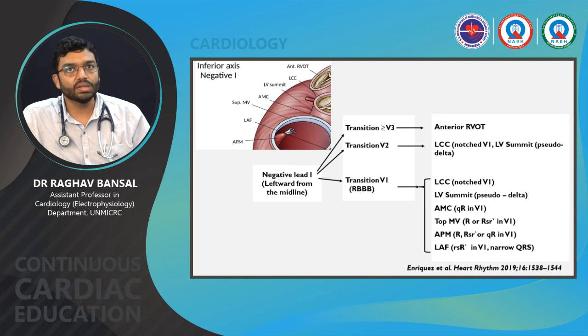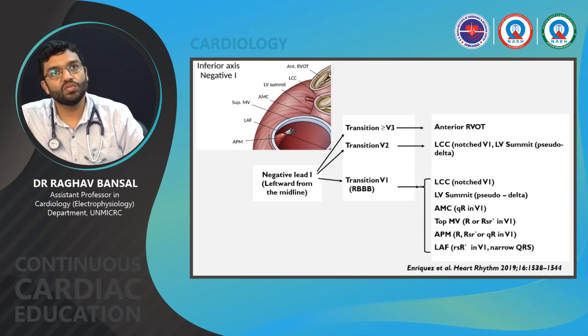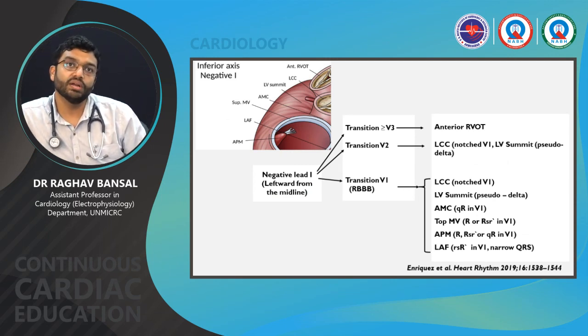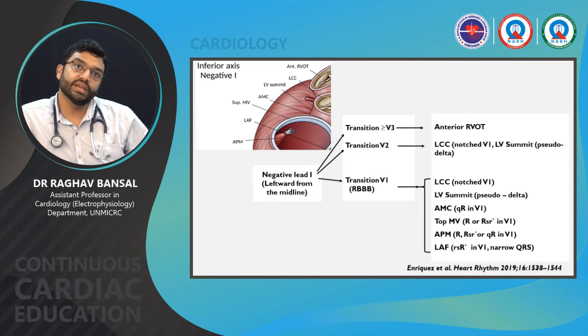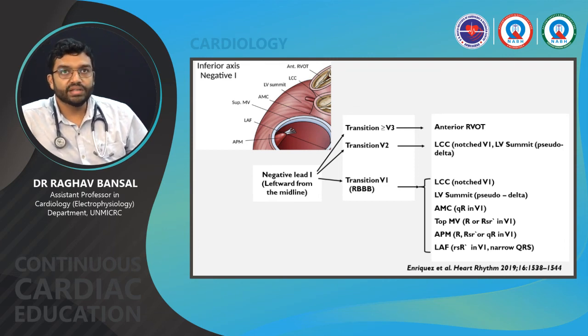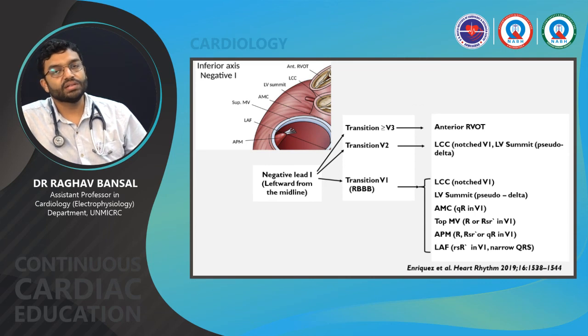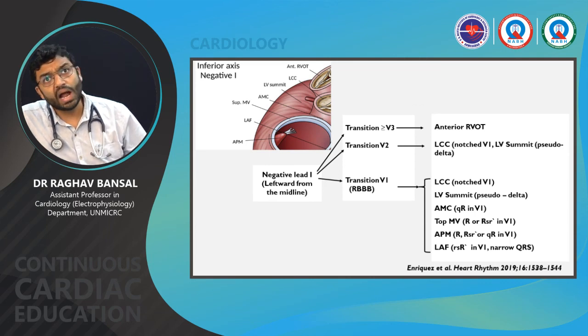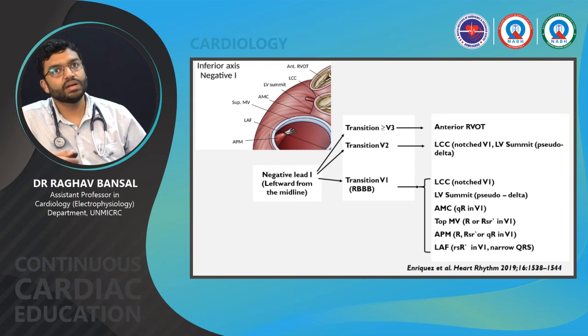Now this is the algorithm for differentiating the structure of origin in the left superior quadrant, which gives an inferior axis, and since it is the left quadrant, they give a negative deflection in lead 1. So again we have to look at the transition. If the transition is later than V3, then it is most likely arising from the anterior RVOT. Again, it is an anterior structure, the RVOT, so the transition would be later. And if the transition is earlier, as we move posteriorly, the transition becomes earlier and earlier.